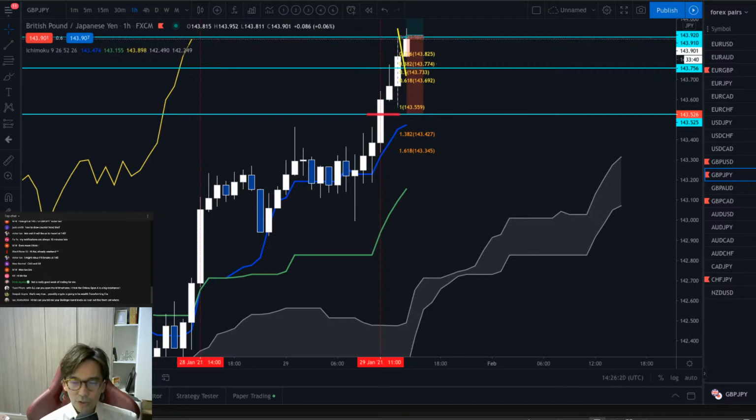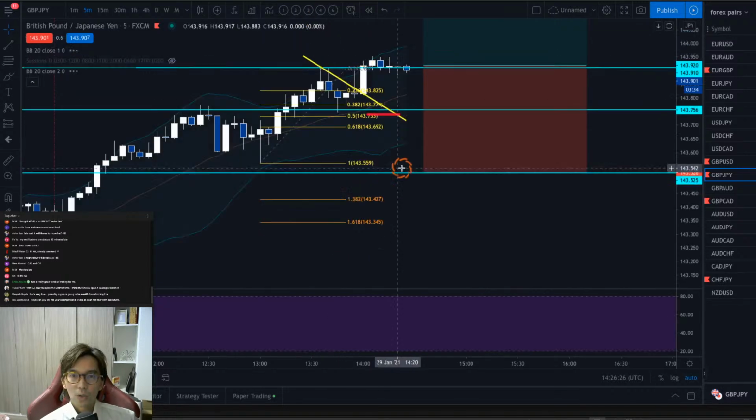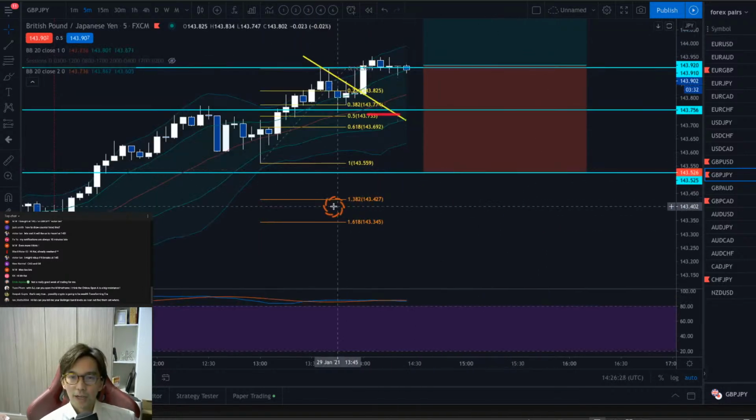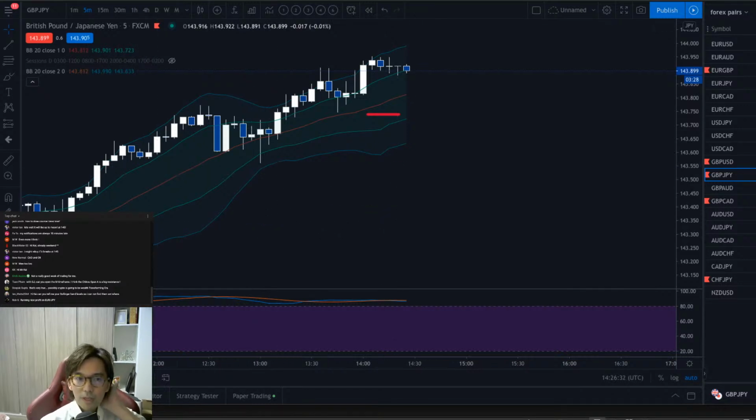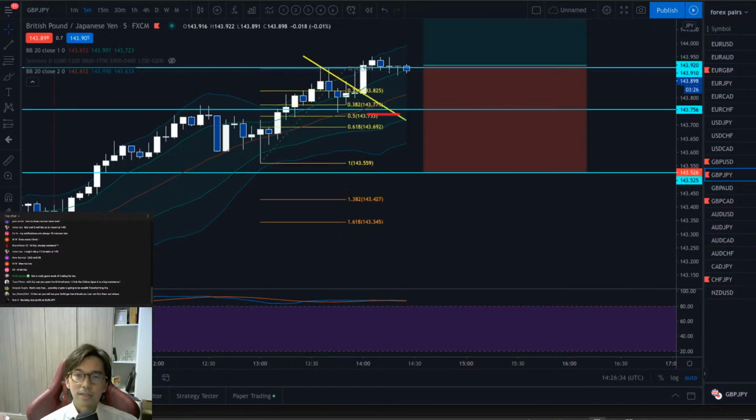How to draw the Canna trend line? The Canna trend line is actually against the trend direction. Hold on, let me delete these lines, delete the Fibonacci.